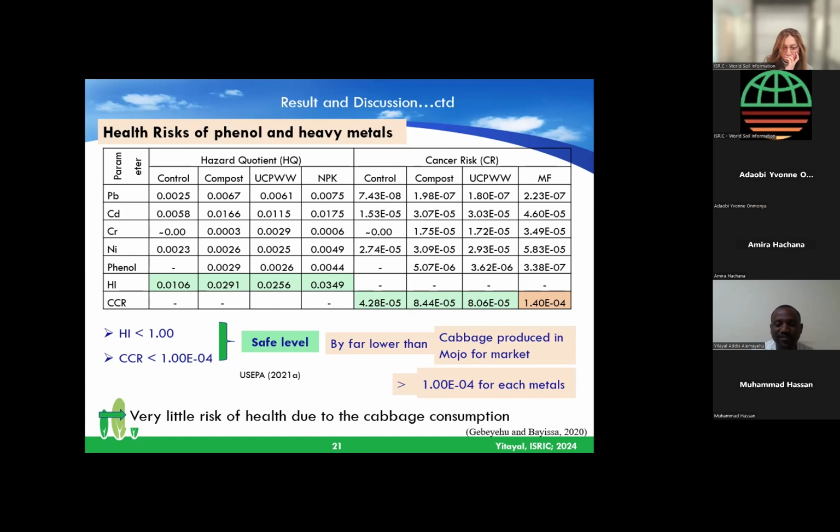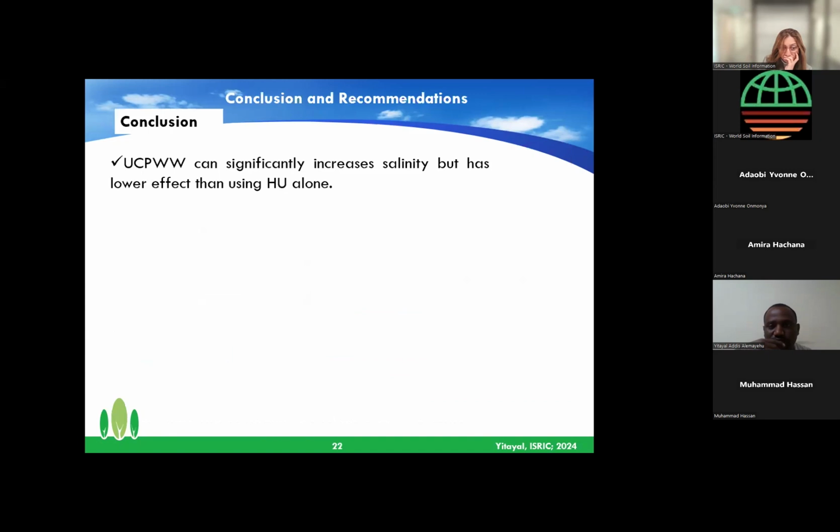We tried to compare, and there are again studies. So they are below the health risk concentration. There is very little health risk due to the cabbage consumption pertaining to that.